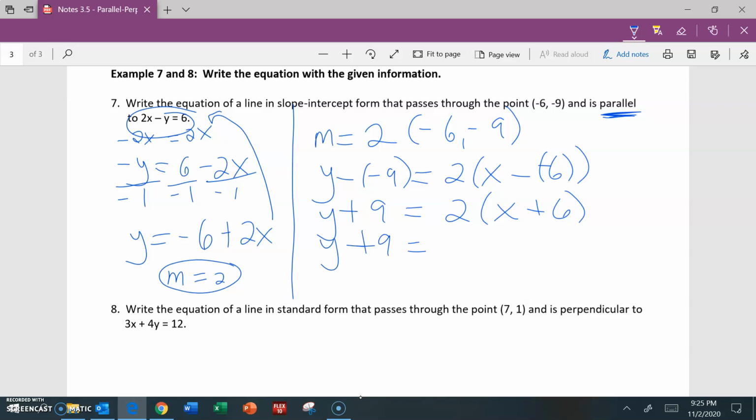So when you distribute on this right side, we get 2x plus 12. Now we can solve for y. Y equals 2x plus 3. I'm going to plug in negative 6. 2 times negative 6 is negative 12, plus 3 is negative 9, and it checks. Okay?